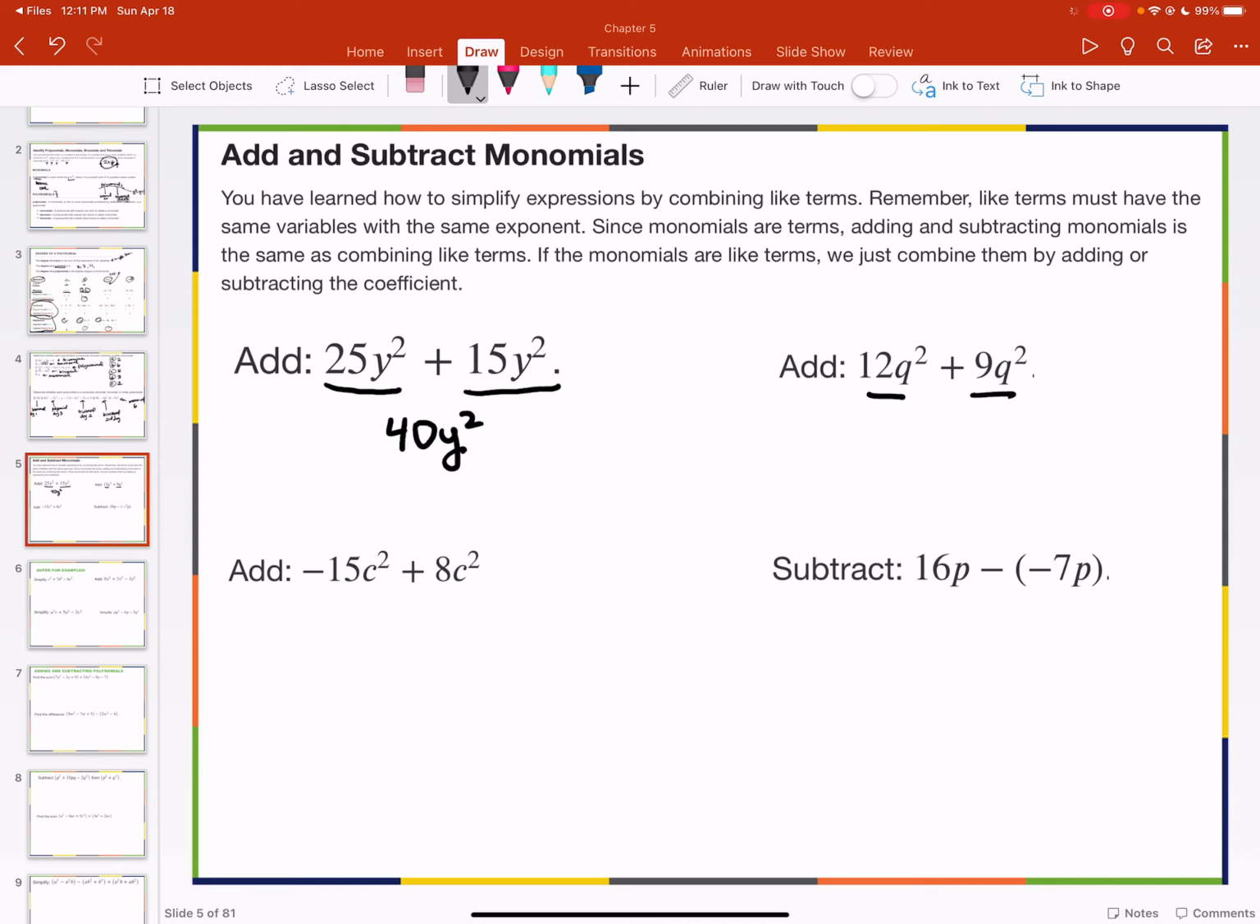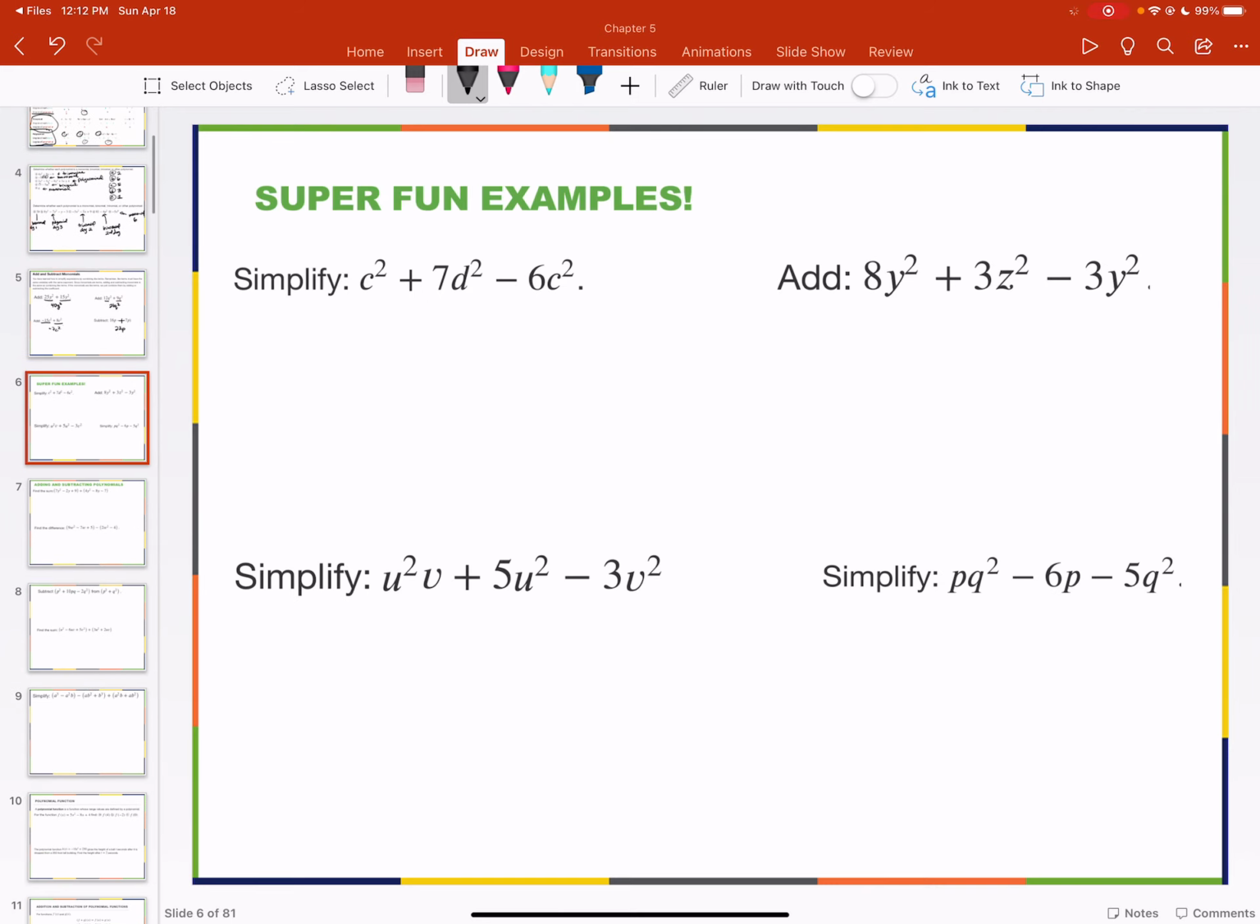So 12 plus 9, right? 12q squared plus 9q squared becomes 21q squared. Negative 15c squared plus 8c squared becomes negative 7c squared. And then 16p minus a negative 7p becomes a plus, so together that is 23p. Okay, let's do some super fun examples.